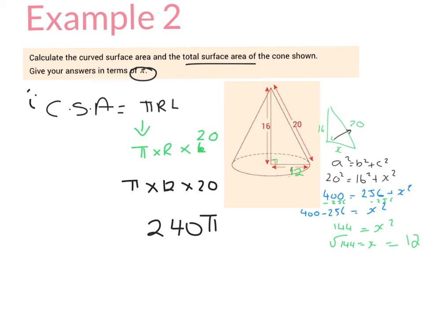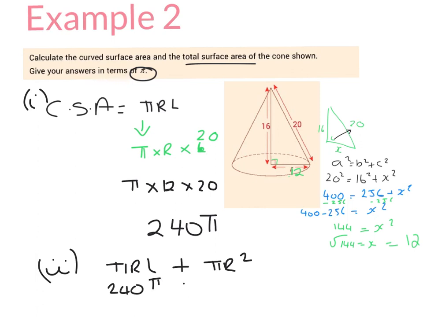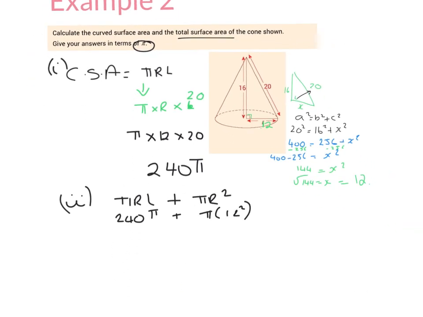Now the second thing I'm going to find is the total surface area. That's going to be πrl plus πr squared. I know the πrl is 240π, plus the πr squared is going to be π times the radius squared, which is 12 squared, which is 144. So I get 240π plus 144π, which gives me a total of 384π. So just have a look over that and make sure everything there is okay.